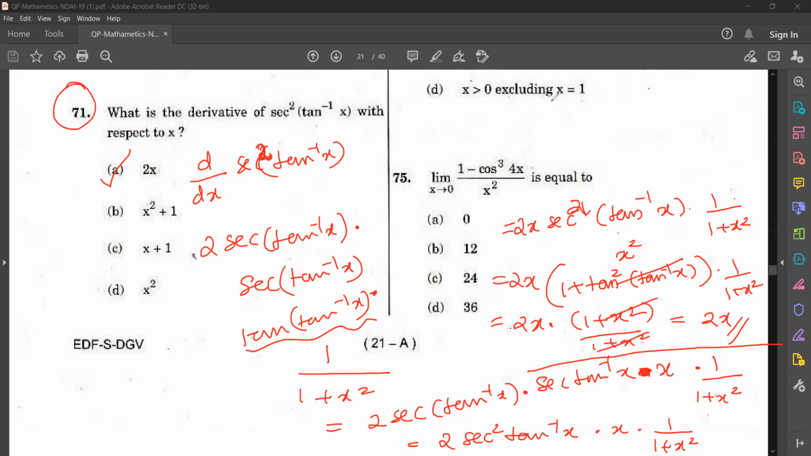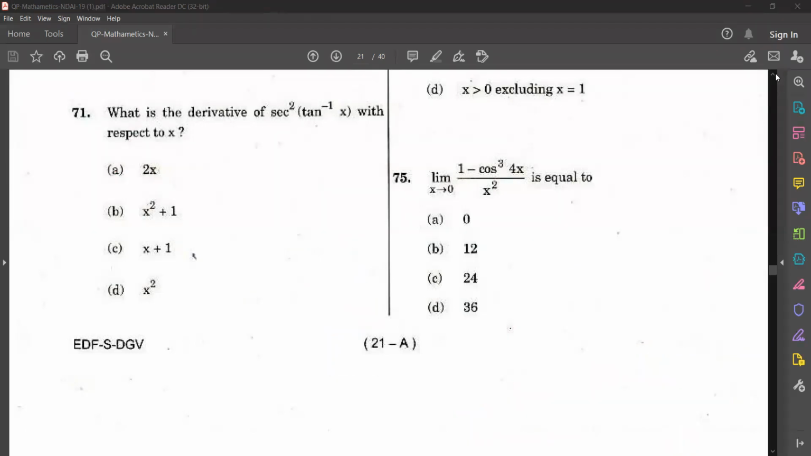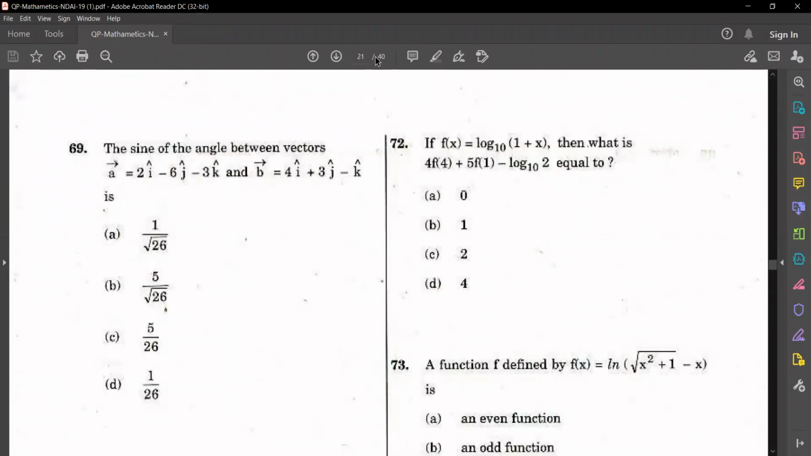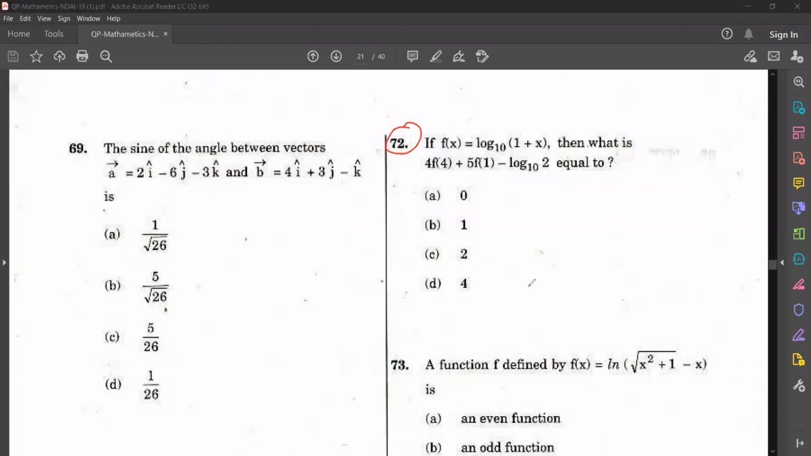Moving on to the next question. Question number 72. Can you do question number 72? If f of x is equal to log to the base 10 of 1 plus x, then what is 4 f of 4 plus 5 f of 1 minus log to the base 10 of 2 equal to? Options 0, 1, 2, 4. I'll give you 1 minute. Do the question. Comment your answers.